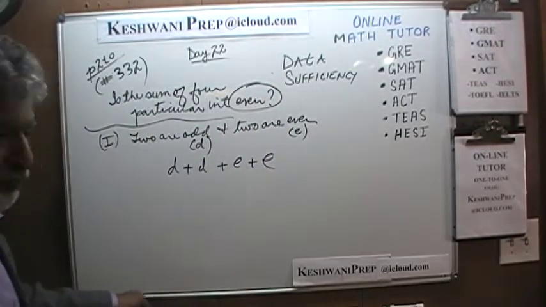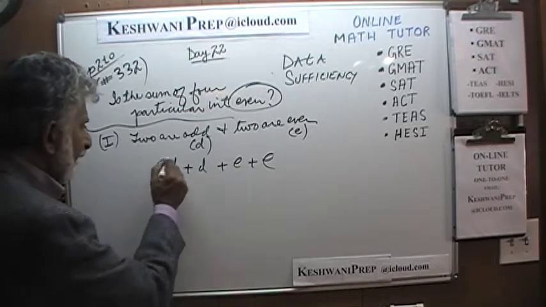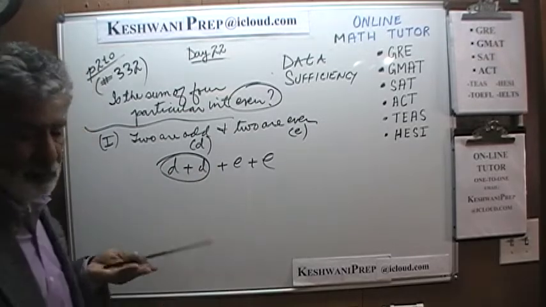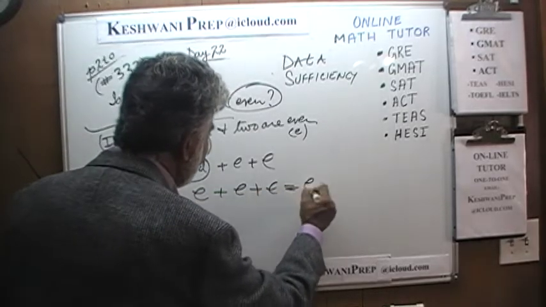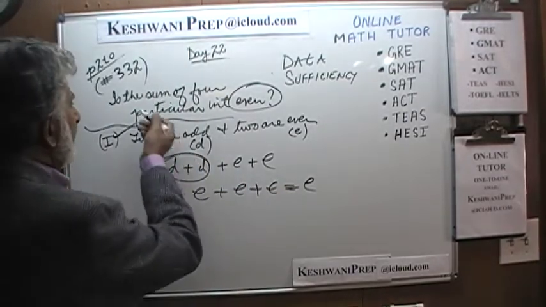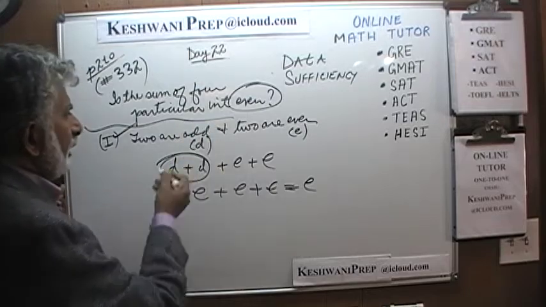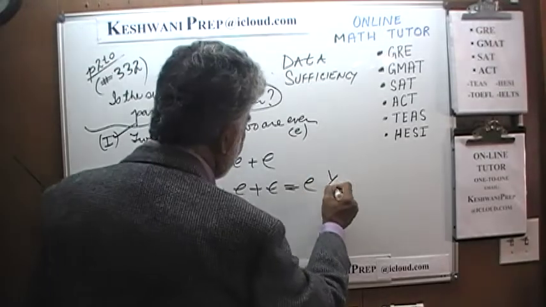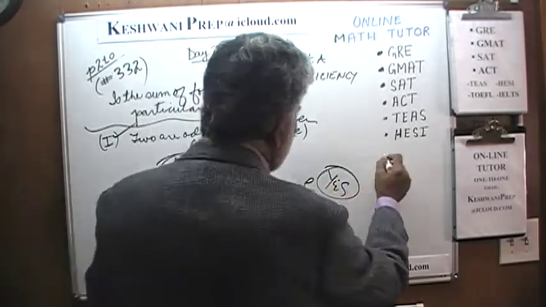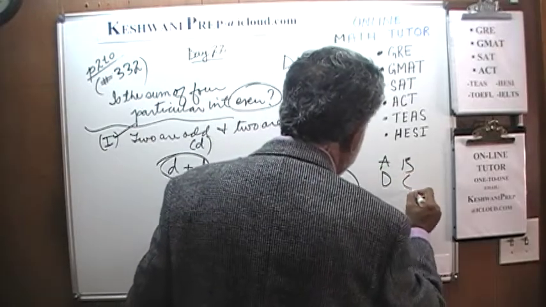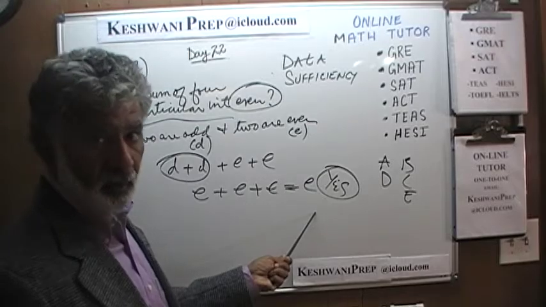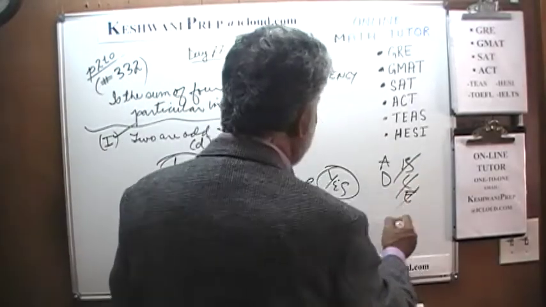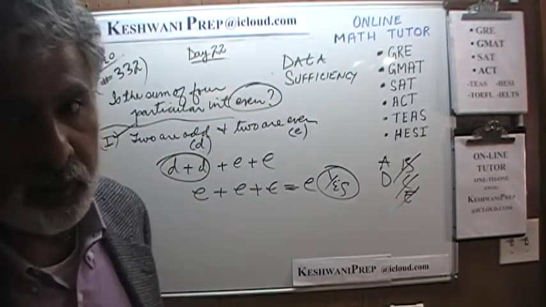Of course we can answer this question very easily, because odd plus odd, 3 plus 5 is 8, which is even. Odd plus odd is even, and even plus even, of course, is going to be even. We can answer the question. Is the sum of the four particular integers even? The answer is yes, it is. A, D, B, C, E. Because we are able to answer the question using the first statement alone, we know the answer cannot be B, C, or E. It would have to be either A or D.